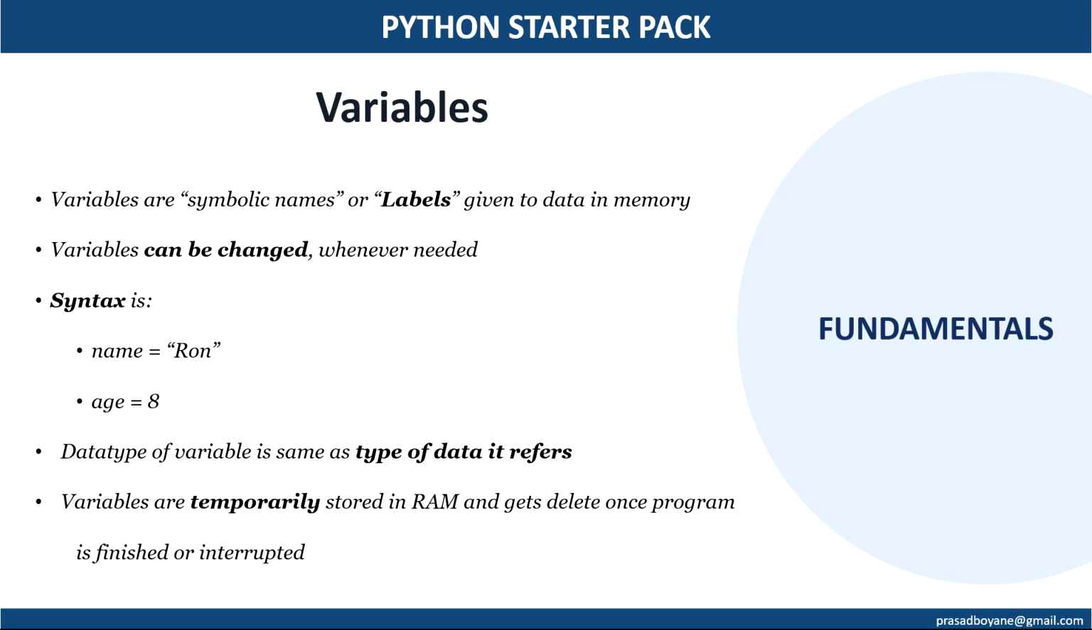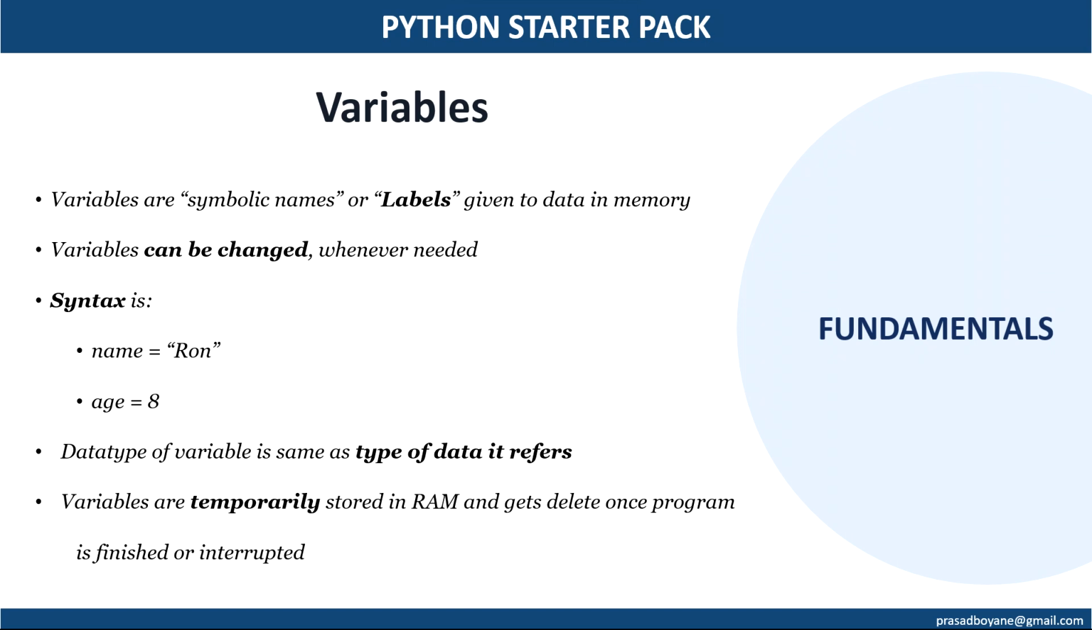The fourth point is, the data type of a variable is the same as the type of data it refers to. Whatever value you store, the data type of that value becomes the data type of that particular variable, because it is nothing but a referral to the value. It's a label for that value. So the data type will be the same for both the variable and the value stored within it.